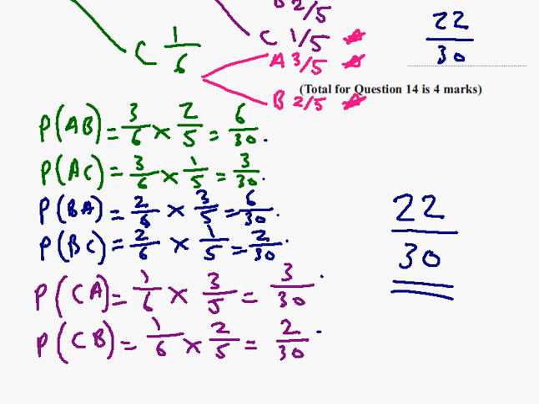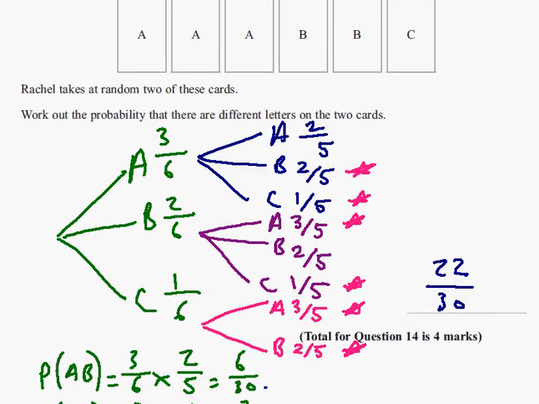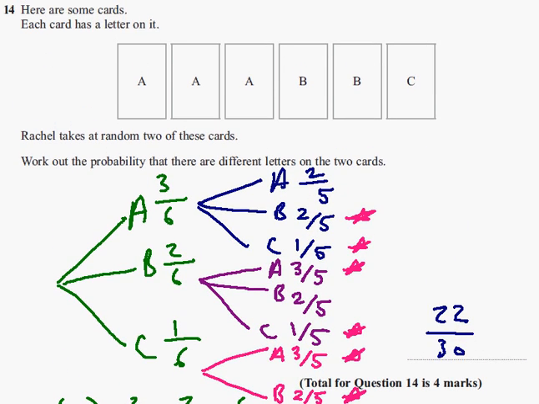Now, if you didn't want to draw a tree diagram out, or you want to do it the quicker way, let's say, not easier way, you could have done this. You could have worked out the probability of AA. So you would have done 3 out of 6 times by 2 out of 5. That would have given you a probability of AA. Add the probability of BB, and taken that away from 1, and that would have given you 22 out of 30 as well.